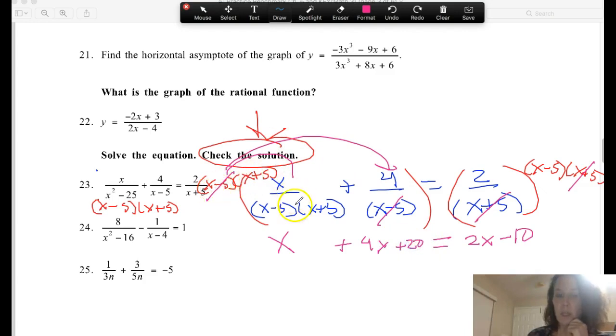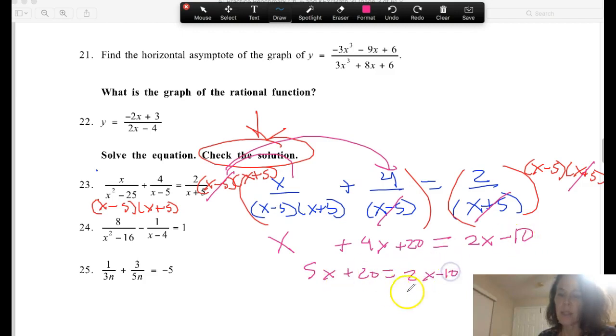So you had to do this times this. These all canceled and just left me with x. Then this times this, those cancel, and I had to do x plus 5 times 4, 4x plus 20. So no more denominators, yay, and I'm left with simplifying. x plus 4x would be 5x plus 20 equals 2x minus 10.